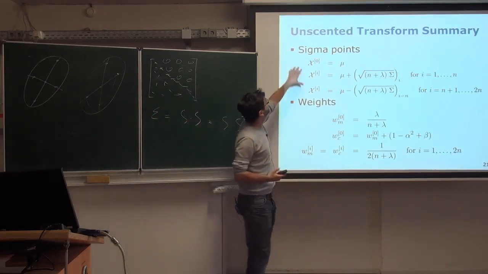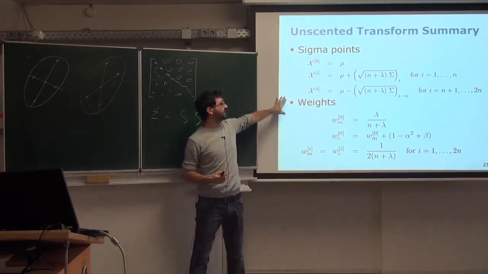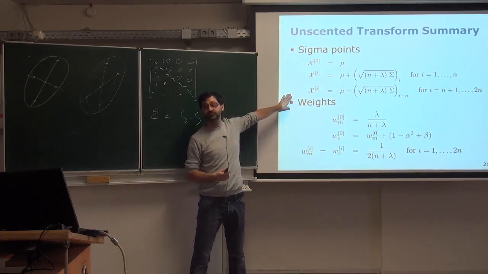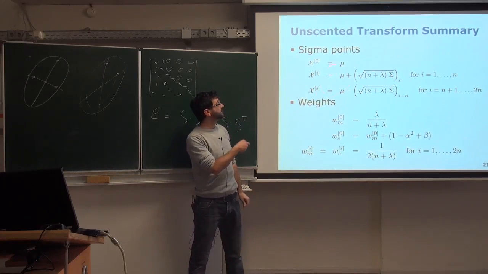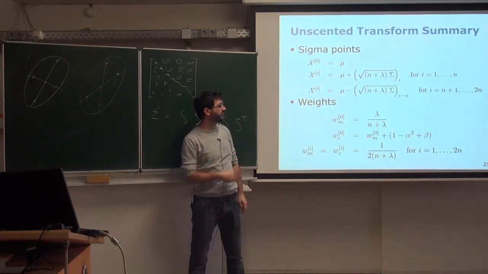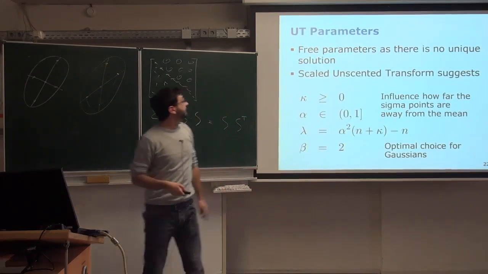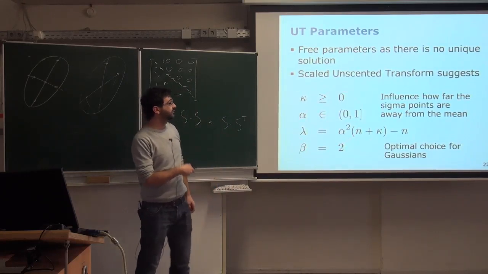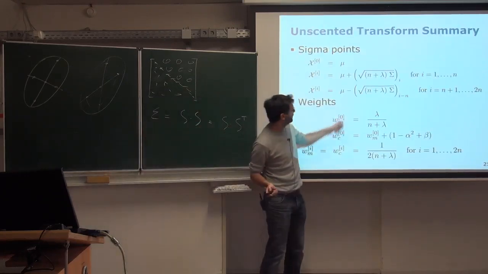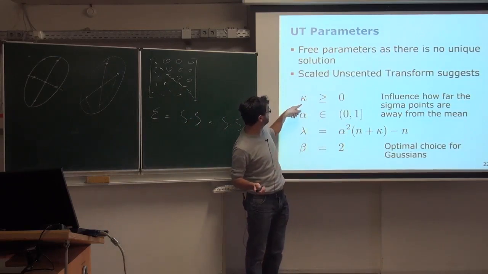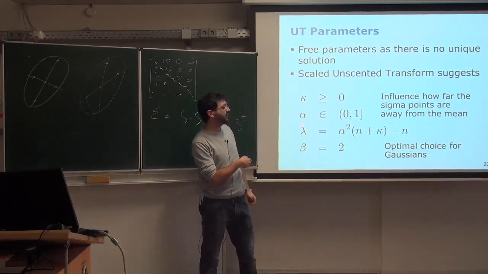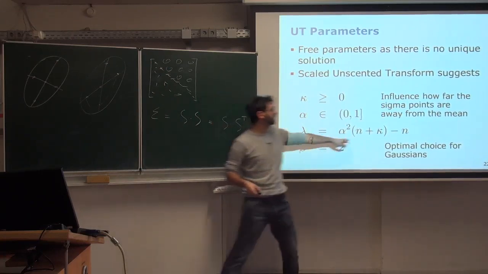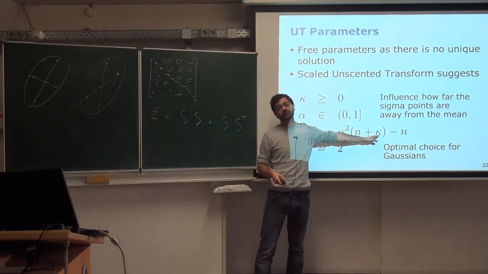So this is a summary slide. I'm not going to go through it, but it's good for you, because you have one slide that says everything you need to do. That's how you compute the sigma points. That's how you compute the weights. And these are the parameters I was telling you about before. There's a typo: this you don't see here, but it actually appears in the way you define lambda. So lambda is defined in terms of these values.